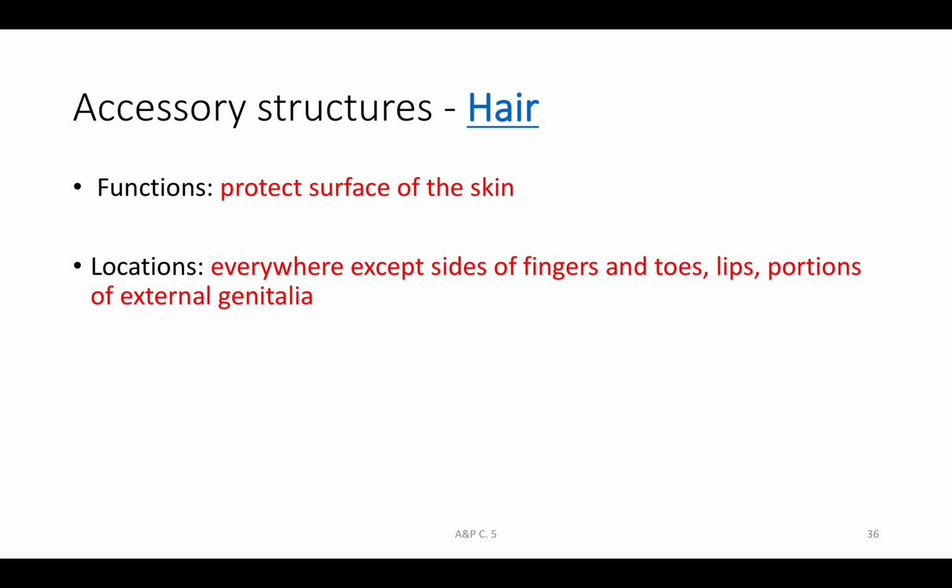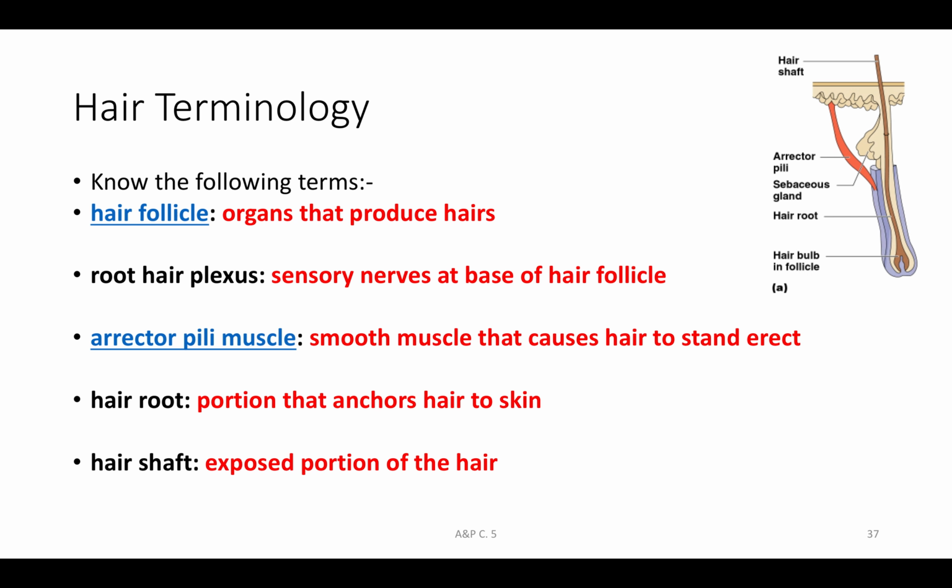So we looked at hair, and we know the function of hair is to protect our skin. And we find hair everywhere except on our fingers, our toes, our lips, and portions of our genitalia. With hair terminology, I would be familiar with the parts of a hair. The follicle is where the hair gets produced. The root hair plexus is where the nerve is at the base of the hair follicle. That's how we can feel if our hair is stuck or getting pulled. The erector pili muscle is the muscle that causes your hair to stand erect. That's the muscle that contracts and gives you goosebumps. Your hair root is the portion that anchors the hair to the skin, and the hair shaft is what you see when we're looking at someone's hair, the exposed portion.